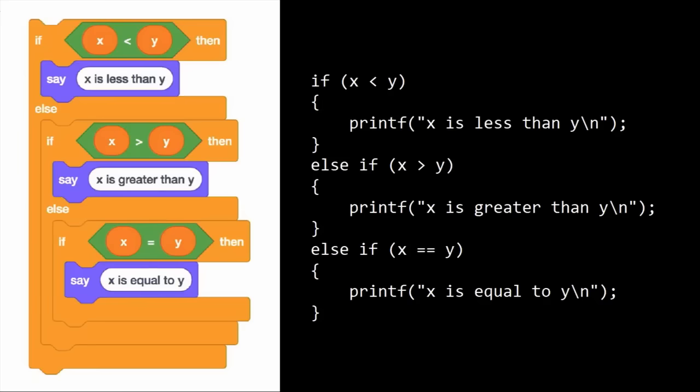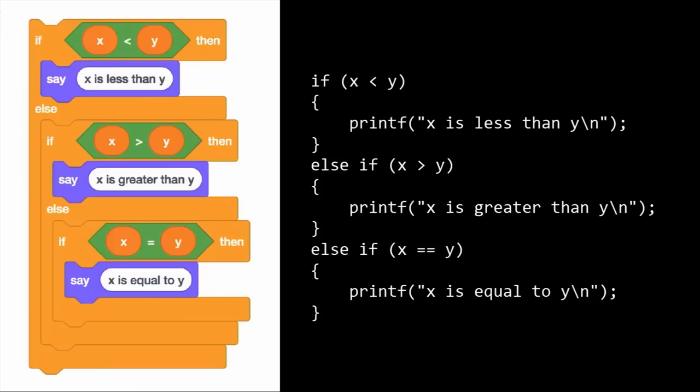All right, so what if we want to add this logic? Frankly, in Scratch, it's starting to look a little overwhelming, but this is just a 3-way fork in the road. If x is less than y, say so. Else if x is greater than y, say so. Else, if x equals y, then go ahead and say they're equal. And in C, we can do this translation pretty directly as well.